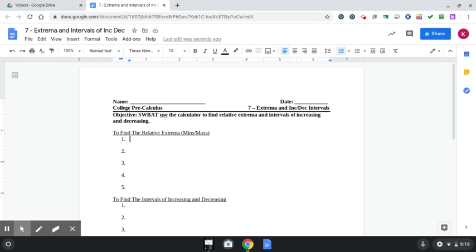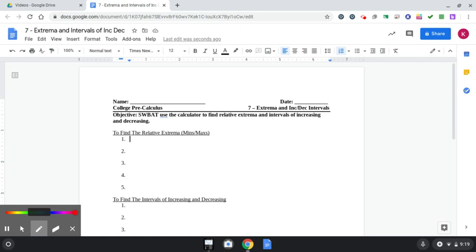Hi everyone. So today we're going to practice finding the relative extrema, also known as the mins and maxes, and then also your intervals of increasing and decreasing. We're going to do all of this graphically, so you're going to need your calculator. Okay, so the relative extrema, let me just show you really quick what that looks like.